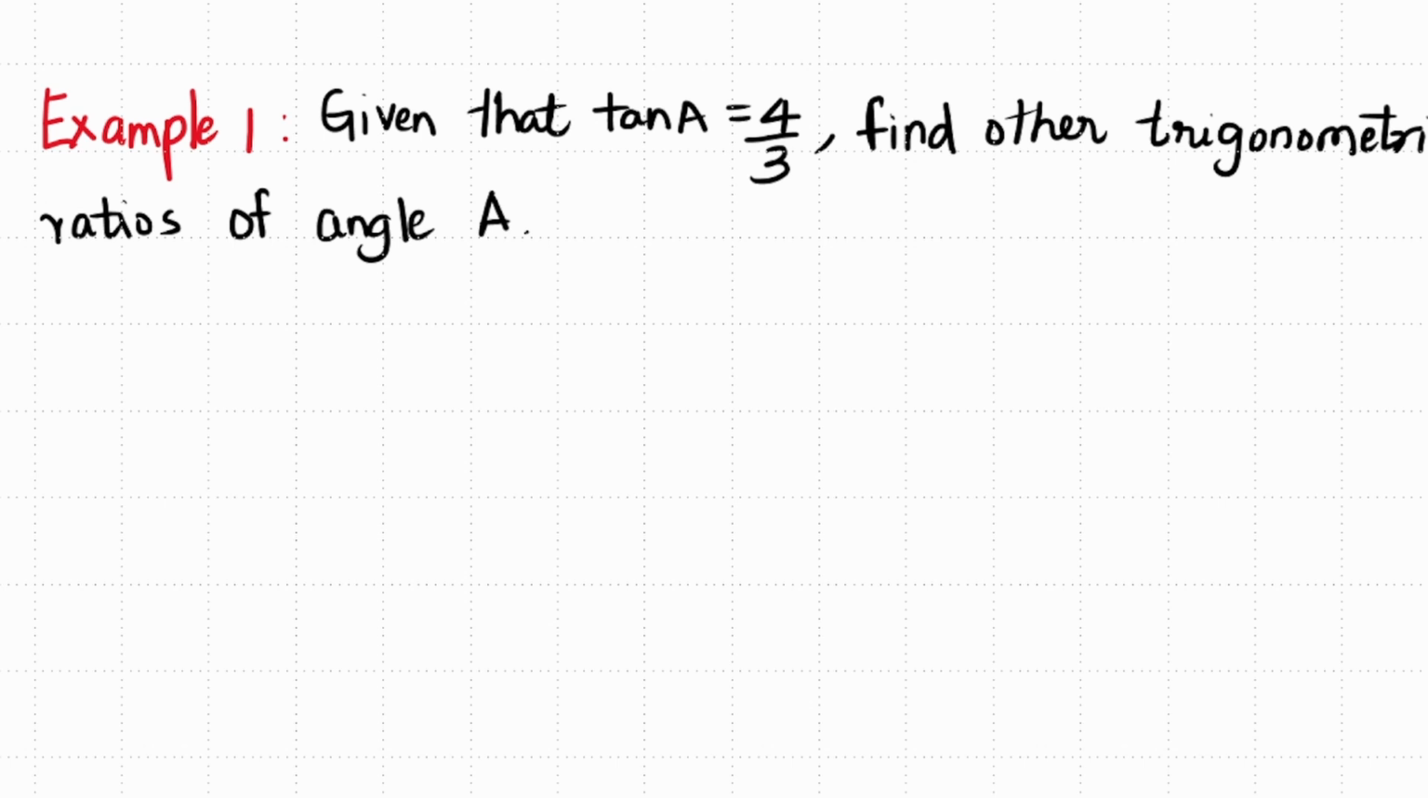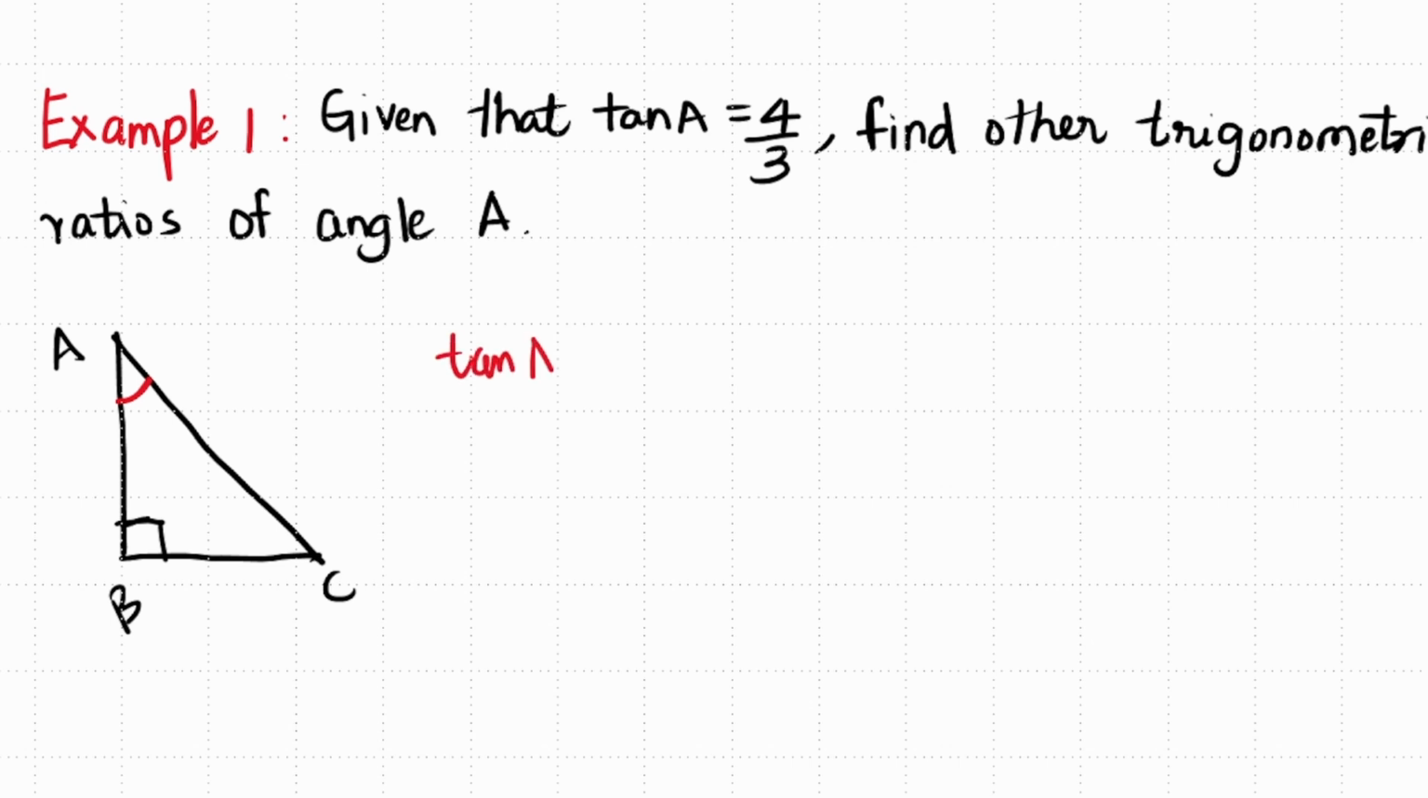First, let us draw the triangle, which is the most important step. You draw the triangle, and since it's angle A, we'll name it ABC. You can give any naming, it's fine, unless it's specified in the question. So this is the angle A. It's given tan A equals 4 by 3.